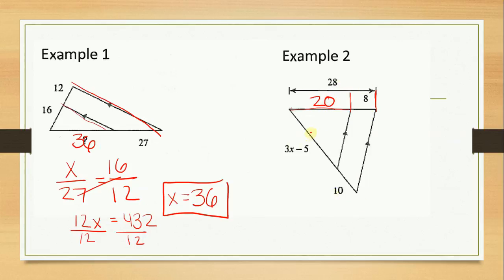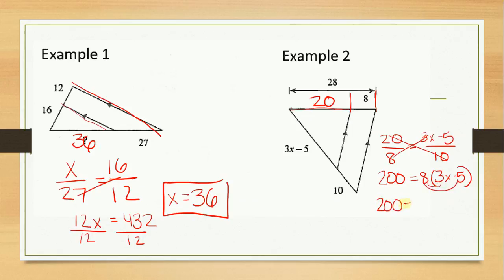Now I can set up my proportion. So I'm going to go this side over that side. So I'm going to go 20 over 8 equals 3x minus 5 over 10. Now let's go ahead and cross multiply. So 20 times 10, that is 200. And then 8 times that stuff, so that would be 3x minus 5. Distribute that 8 in, so I got 200 equals 24x minus 40.